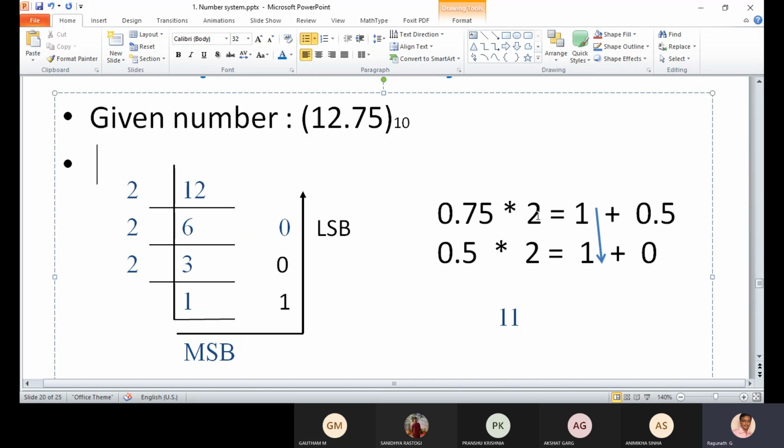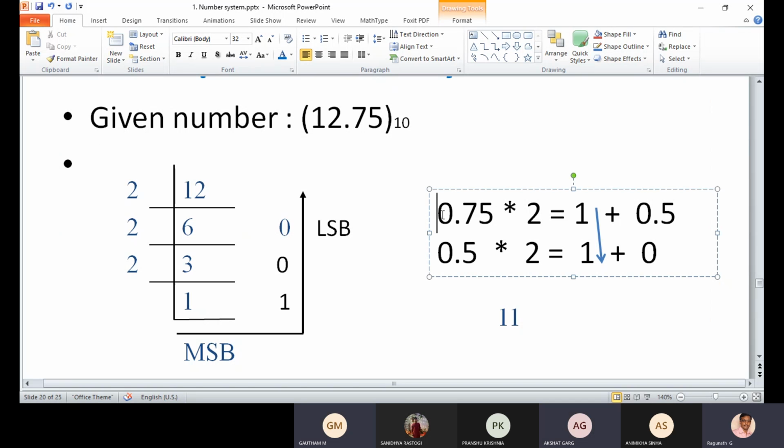0.5 into 2, how much? 1. 0.5 into 2. Is it 1 or 1.5? Sorry, I made a mistake. Sorry, you are correct. 0.5 into 2 is 1. 0.75 into 2. Sorry, I made a mistake. It's my mistake. 1.5. Yes. 0.75 into 2 is 1.5.